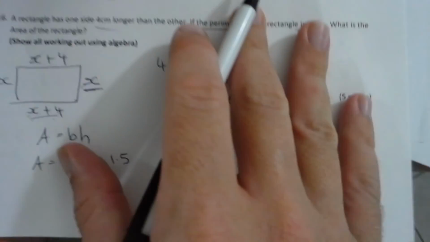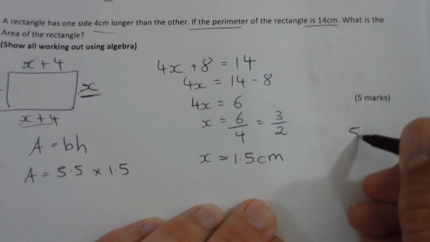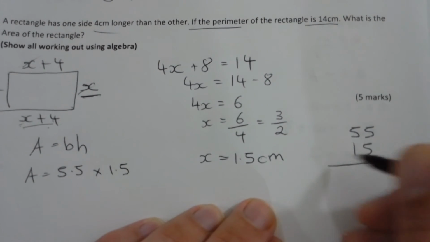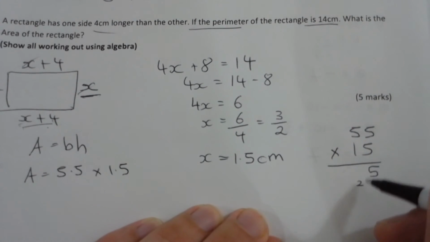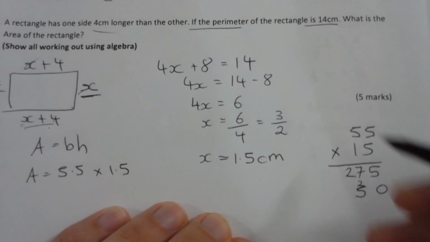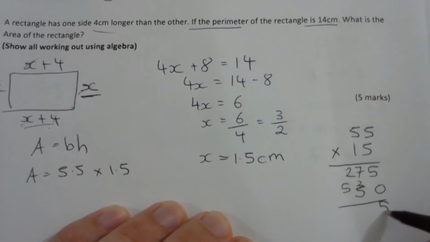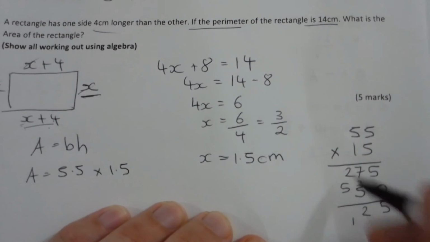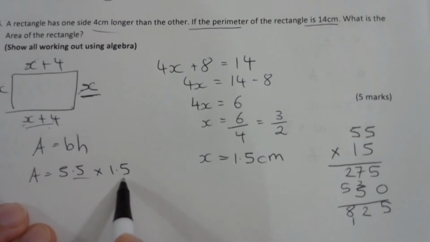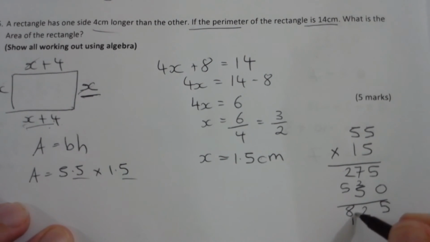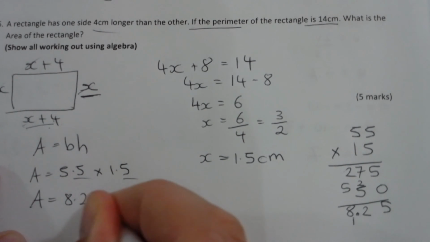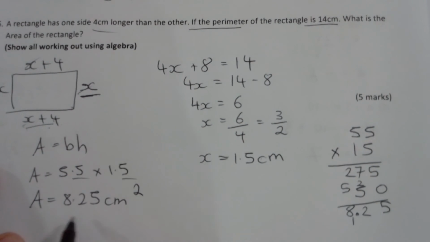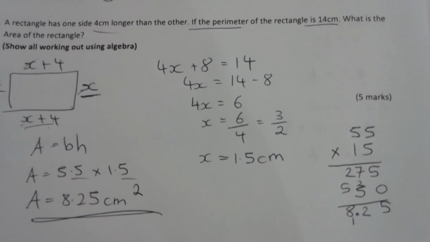To do that, I'm going to do some working out over here. 5.5 times 1.5. 5 times 5 is 25. 5 times 5 is 25, plus the 2 is 27. Now times by our tens. 5 times 1 is 5. 5 times 1 is 5. We're going to add it all up. That's 12. 5, 6, 7, 8. And because I ignored 2 decimal places, I add in 2 decimal places, which means our area, going back over here, must be 8.25 squared centimetres. And that's the answers to our revision page.